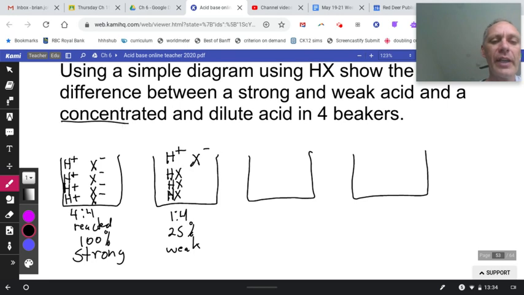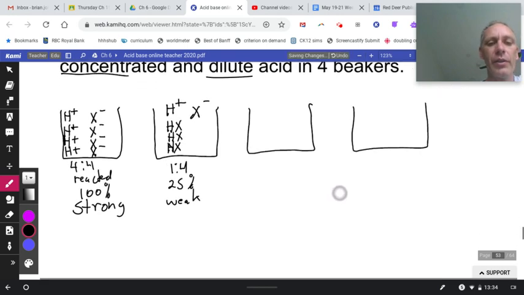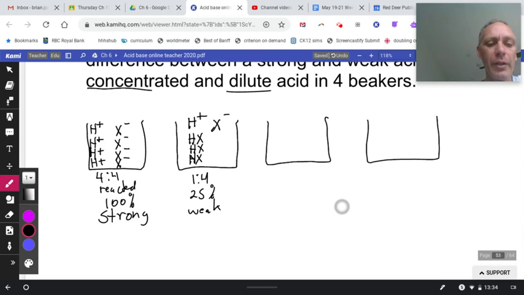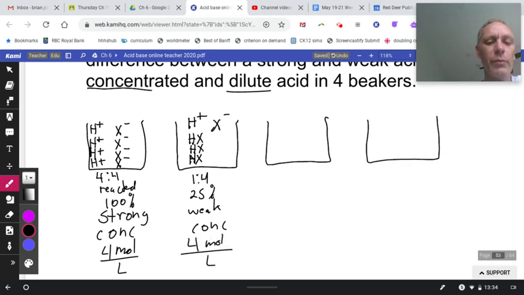Now we also have to add in concentrated and dilute. And those are terms that we use when we're comparing. So I'm going to call this one concentrated, and I'm going to call this one concentrated. We're going to say that they are 4 molecules per liter, or 4 moles per liter.